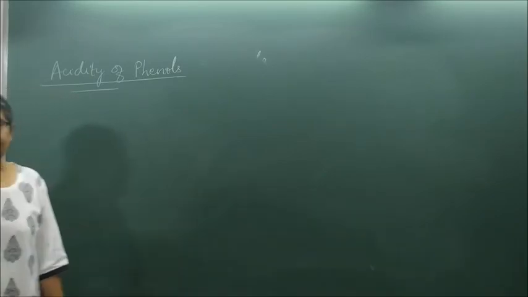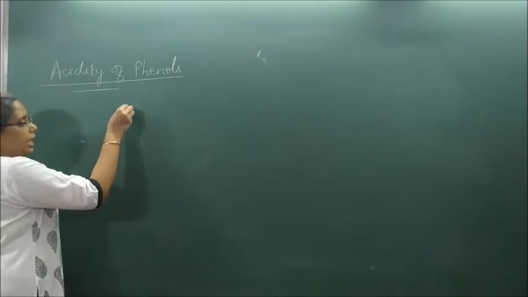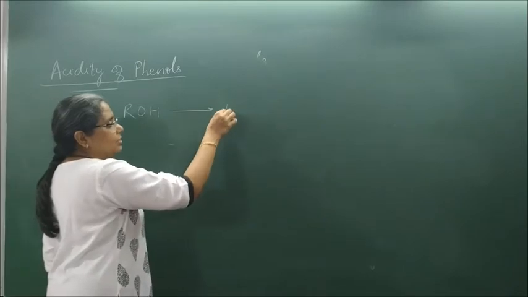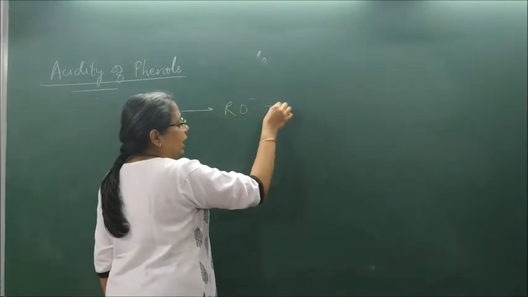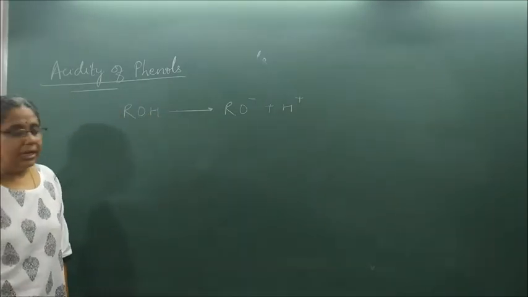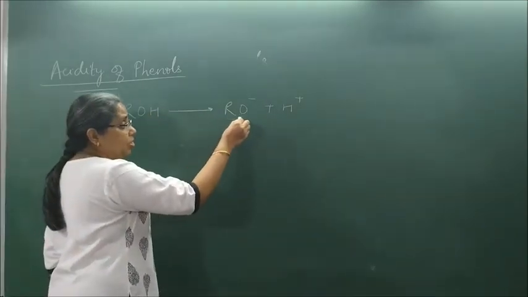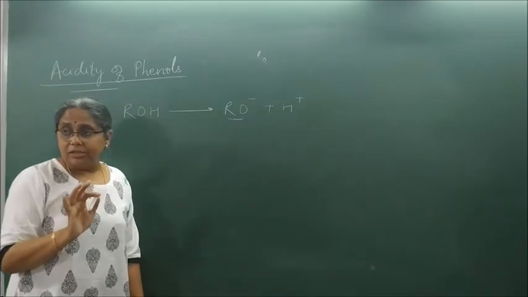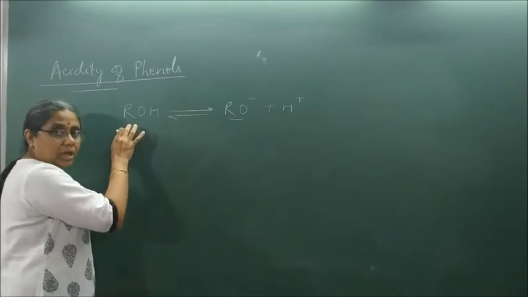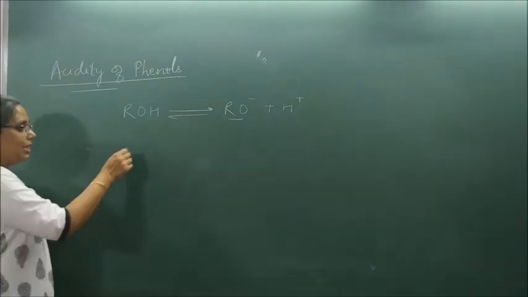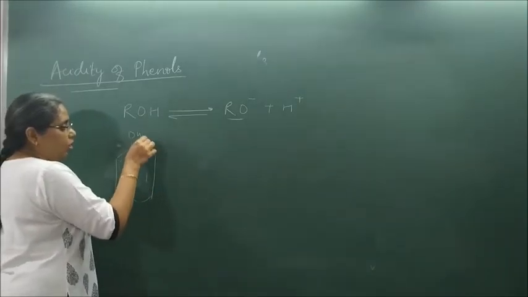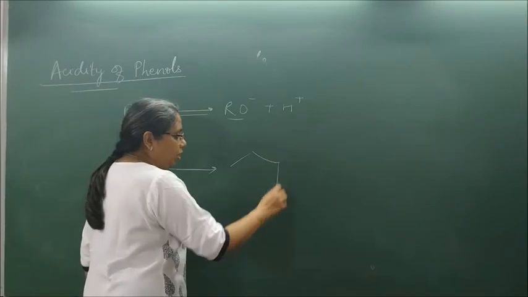Okay, so now let us understand here. I have an aliphatic alcohol ROH. This ROH ionizes as RO negative and H plus. This alkoxide ion is not stable because it does not show any resonance. It is not a conjugate system. So it immediately combines back to form what? ROH.